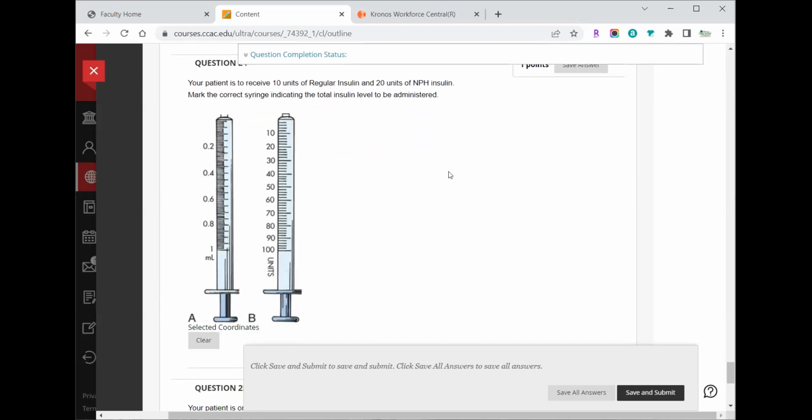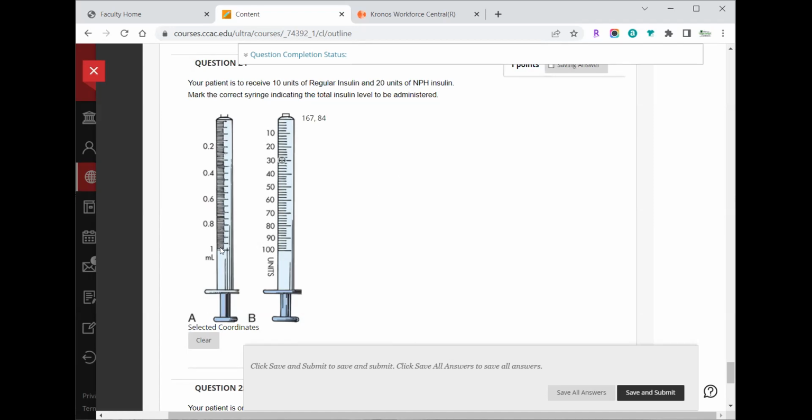This right here is just saying patients receive 10 units of regular insulin, 20 units of NPH. So they're asking you to add 2 numbers together. So 10 plus 20 is 30. Mark the correct syringe indicating the total insulin level to be administered. So it should be at the 30. So I'm going to drop a point here at the 30 units.